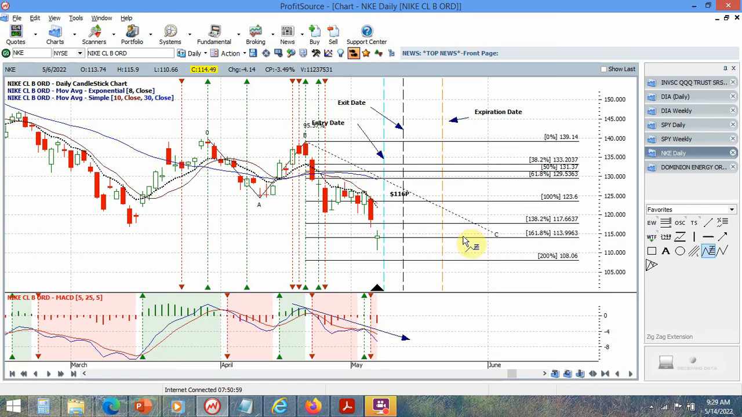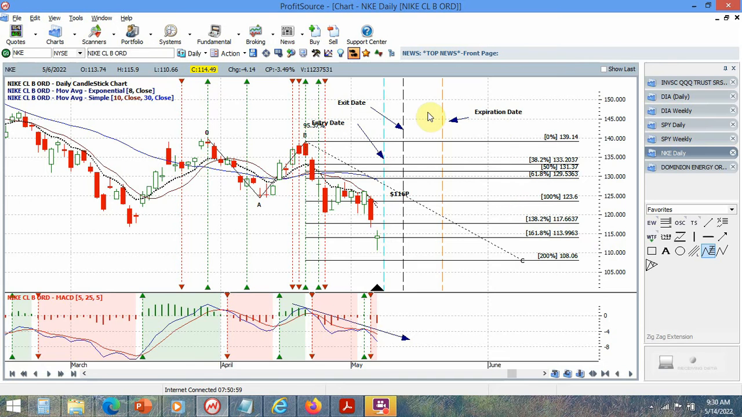It's already hit the 61.8%. So the next target is 200%, which is about 108. Nike closed on Friday the 6th at about 114. So between 108 and 114 is a $6 move.